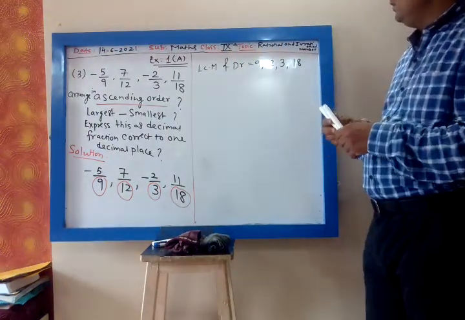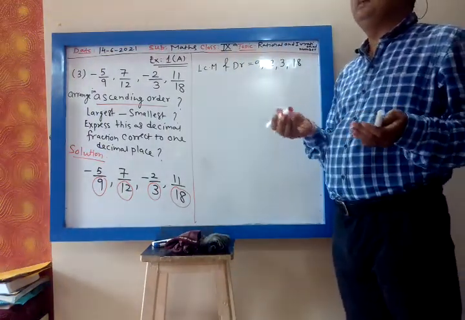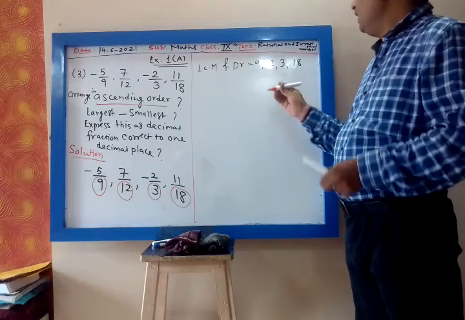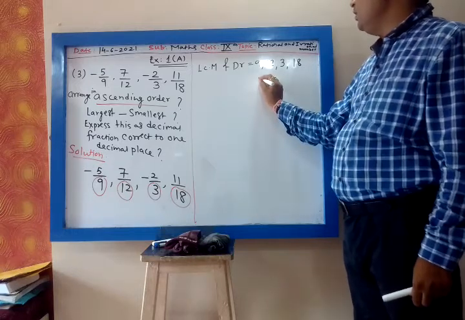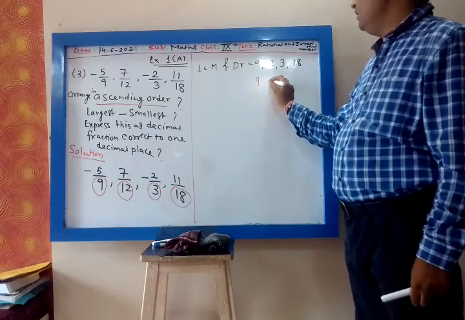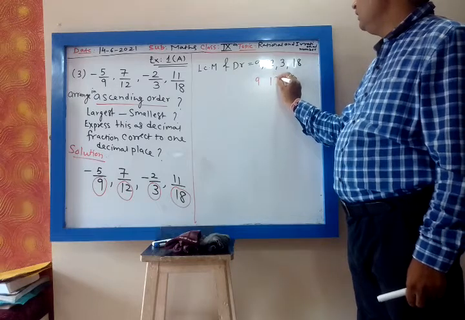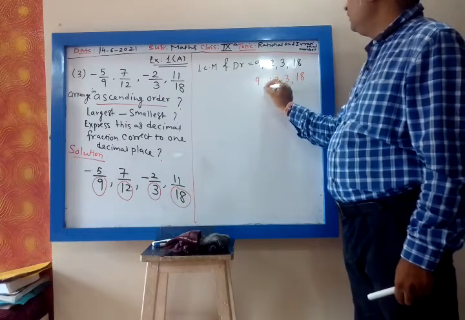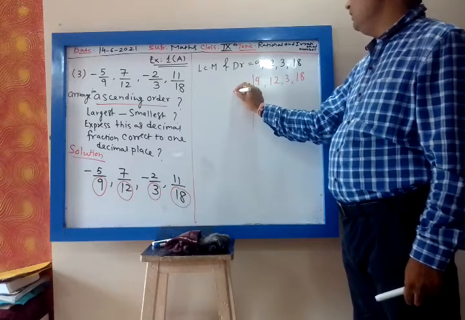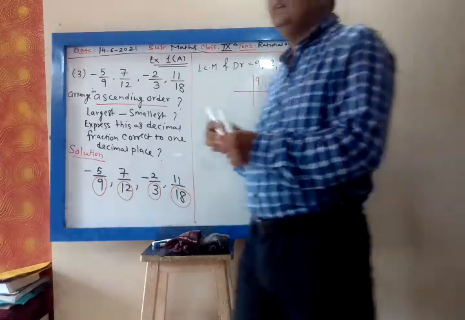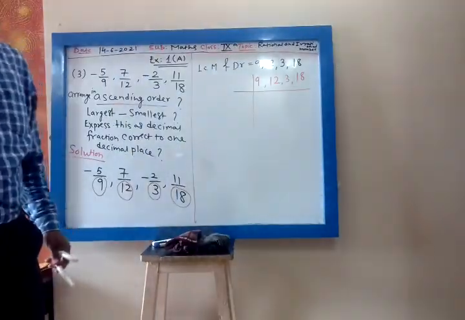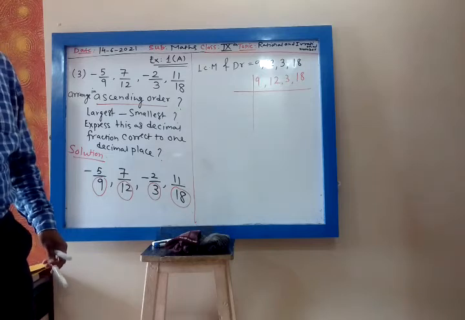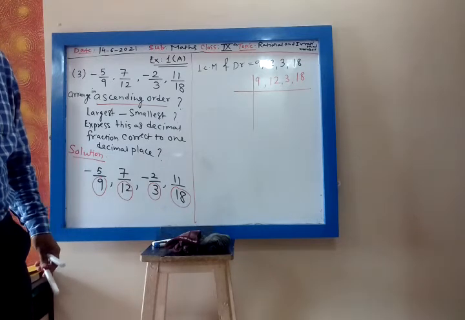So wait, my dear, you are telling me about HCF, not LCM. How do we find the LCM? We use the common division method. 9, 12, 3, 18. Let me explain. Now we find the LCM of the denominators.